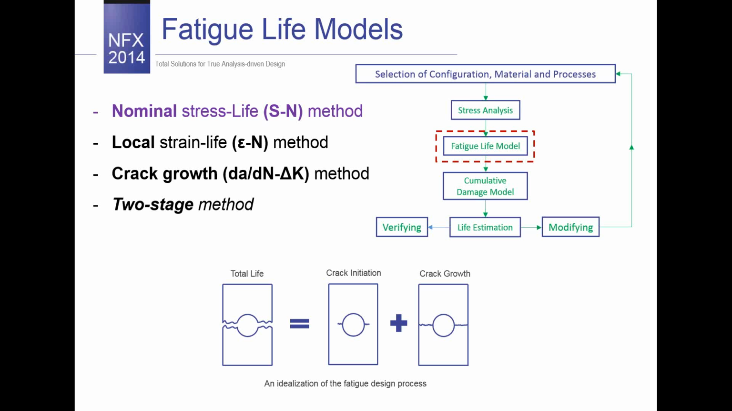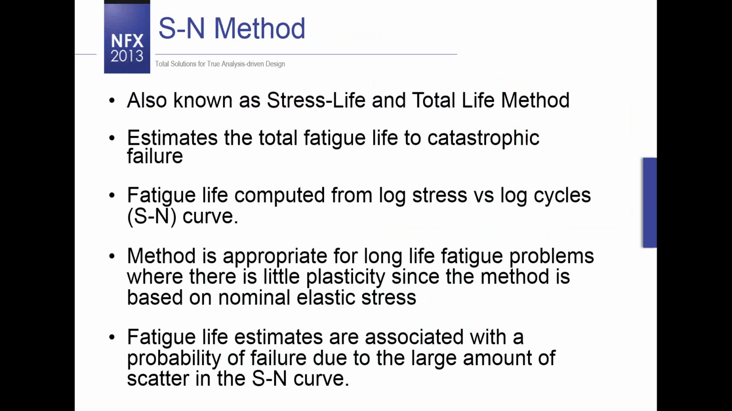So basically all of these methods rely on similitude. This is a very important remark. You're supposed to remember that. This means that the life of some structure, let's call it structure number one, is the same as the life of a second structure if both are subjected to the same nominal stress or the same local strain, and so on. The last approach is called the two-stage method, and this method combines method number 2 and method number 3.